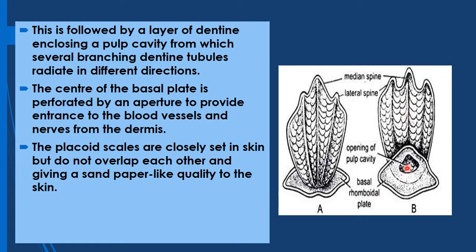At the base of the placoid scale we can see an opening through which the blood vessels enter this placoid scale. And here we can see the pulp cavity also. So the placoid scale resembles the structure of a tooth, which has enamel and dentine structures.